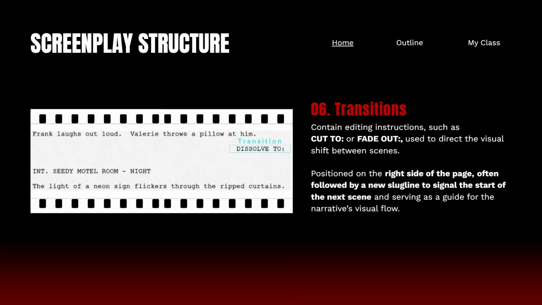Next, we have transition. This contains the editing instruction, such as cut to or even fade out, used to direct the visual shift between scenes. This is often positioned on the right side of the page, often followed by a new slug line to signal the start of the next scene, and serving as a guide for narrative visual flow.